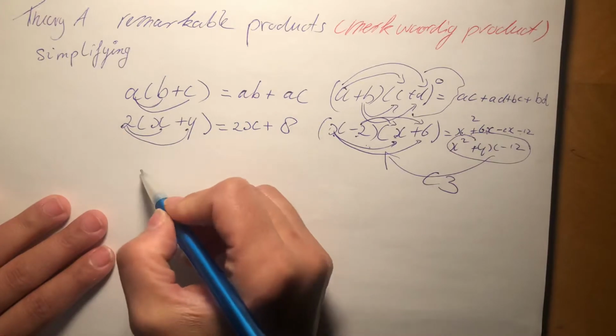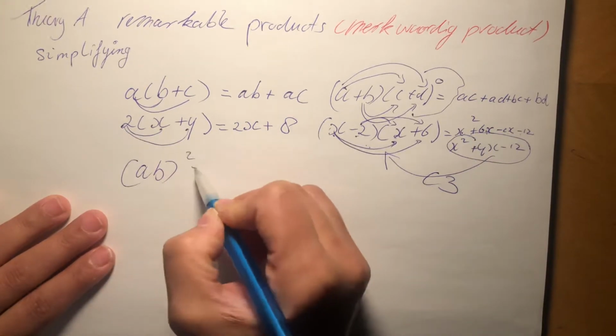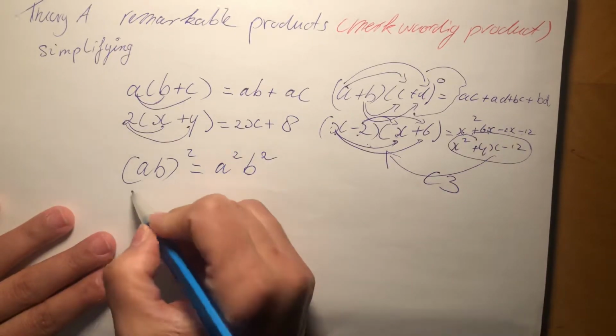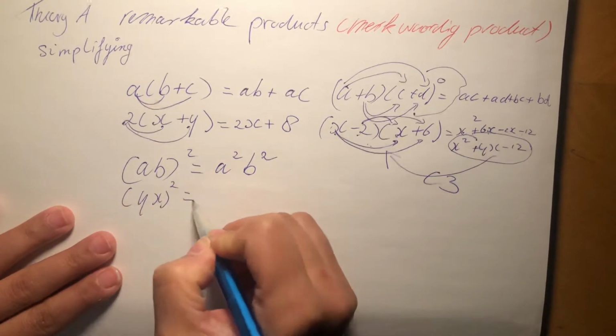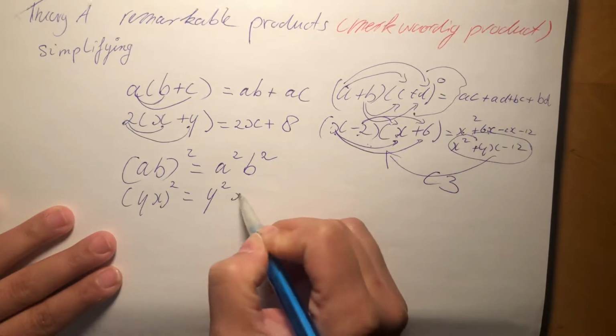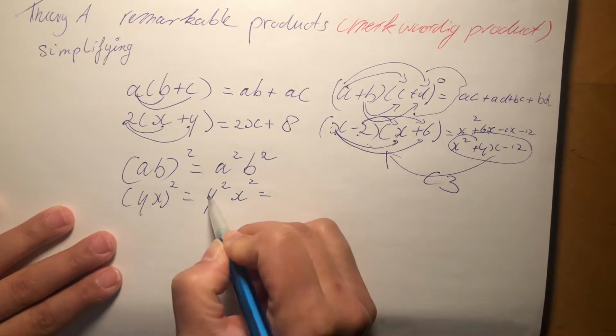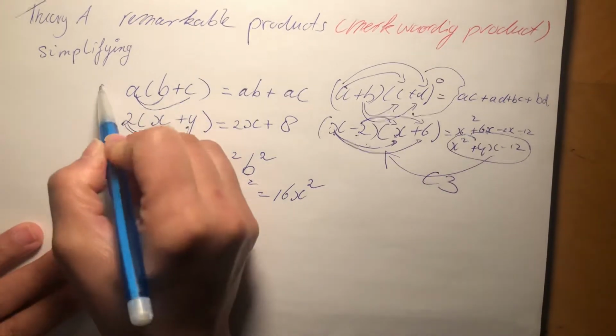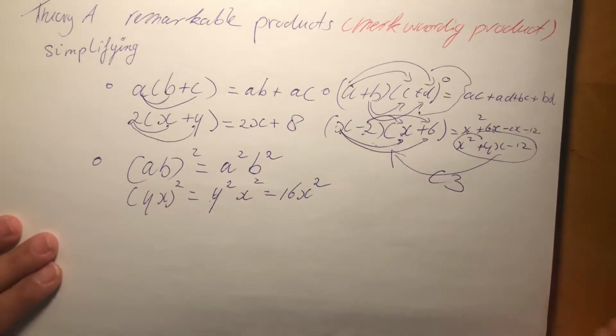Then you also need to know that (AB) to the power of 2 means A to the power of 2 times B to the power of 2. So for example, (4x) to the power of 2 will become 4 to the power of 2 times x to the power of 2. 4 to the power of 2 becomes 16x to the power of 2. So these are 3 very important bullet points, all 3 with examples.